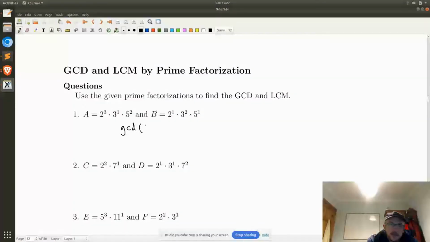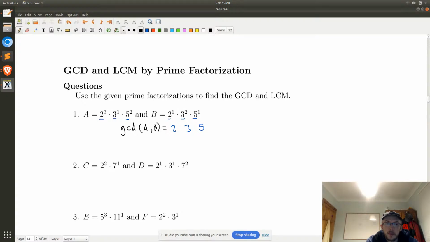To find the GCD of A and B when they are in this format, list all the primes in the base position that you can see. So I see a 2, a 3, and a 5. Then you're looking for a number that is smaller than A and B. It has to be, because it's a divisor, right? So look for who has the smallest power of each number one by one.